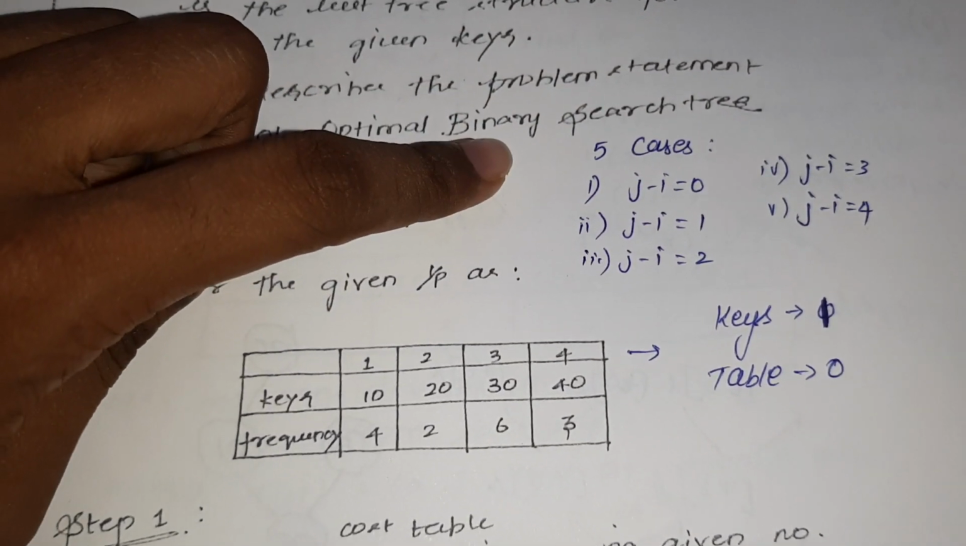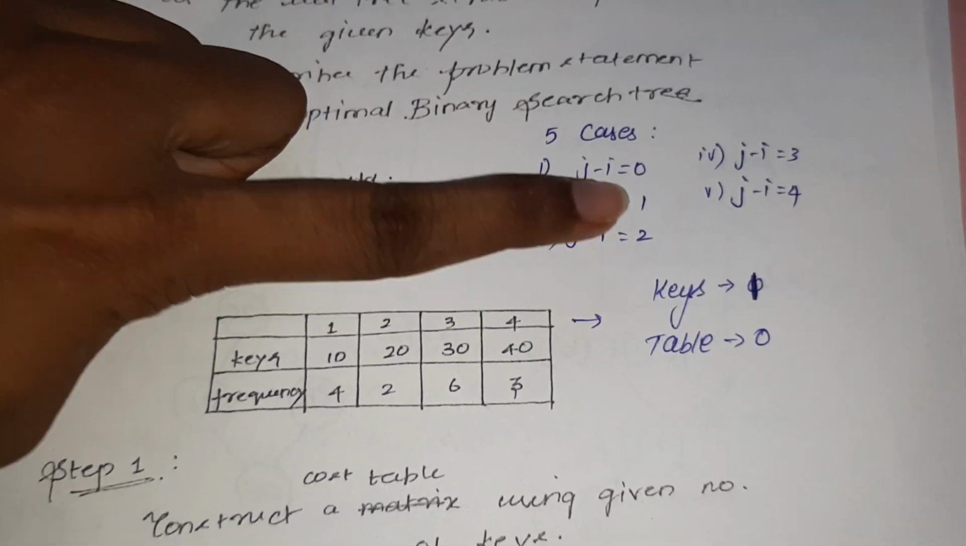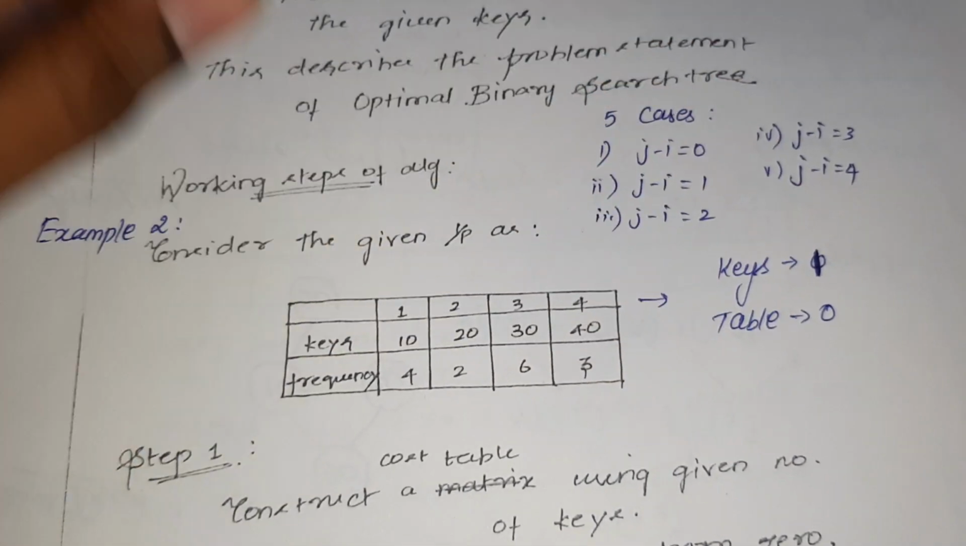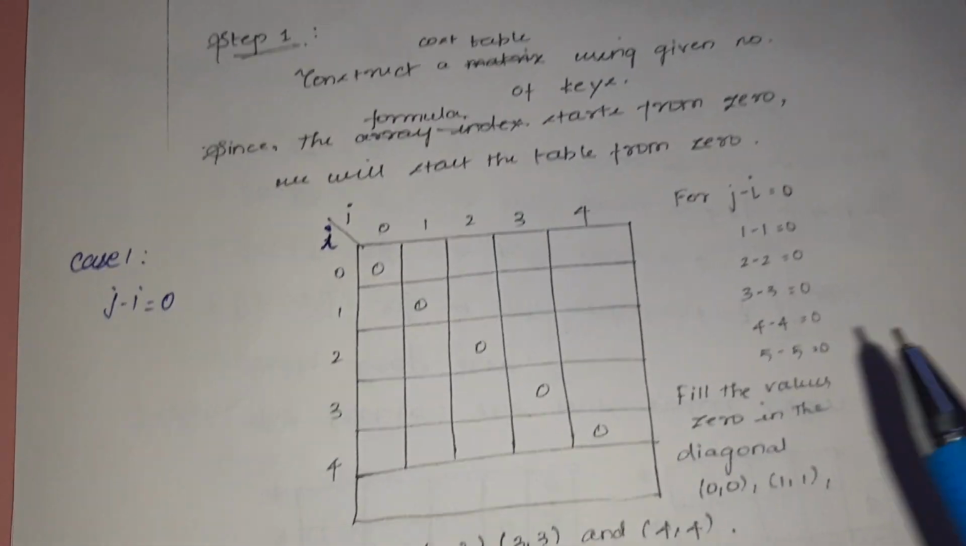That is nothing but when j minus i gives you 0, when it gives you 1, when it gives you 2, when it gives you 3 and 4. These 5 cases we are going to solve using some table.